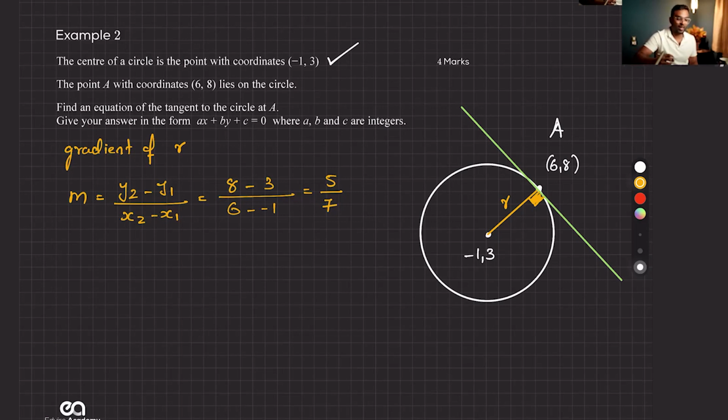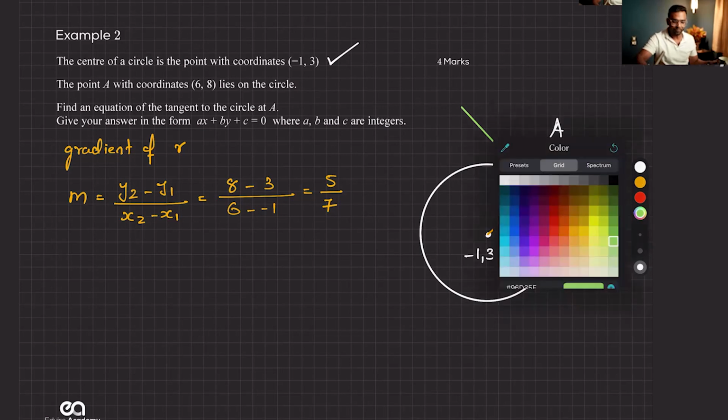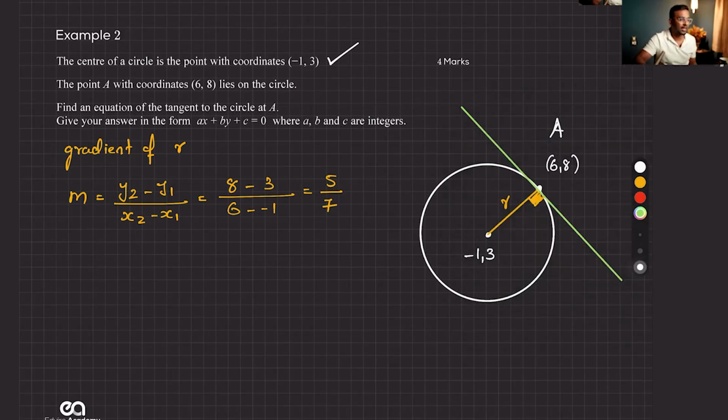So this is the gradient of that radius. You got it. Okay. You see how we're progressing? Yes, the yellow line is the radius, and we worked out the gradient of the radius. Okay. I will check on that. There should be some mistake in there. Any questions on this so far?